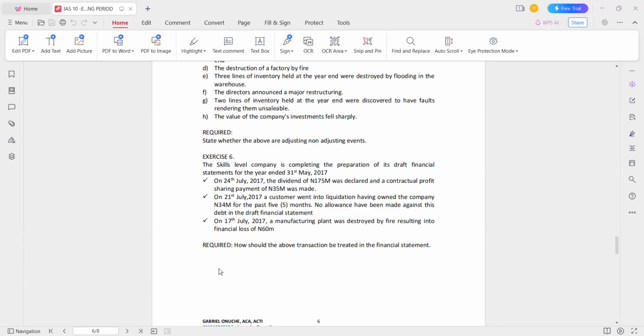Okay, so for the first one on dividends, I think because the dividend was declared after the reporting period, during the reporting period there was no obligation for the company to actually pay dividends. So the obligation arose after the reporting period. So it should not be recognized. It should be disclosed in the notes to the financial statements, in accordance with IAS 1. That is fantastic. Okay, go ahead.